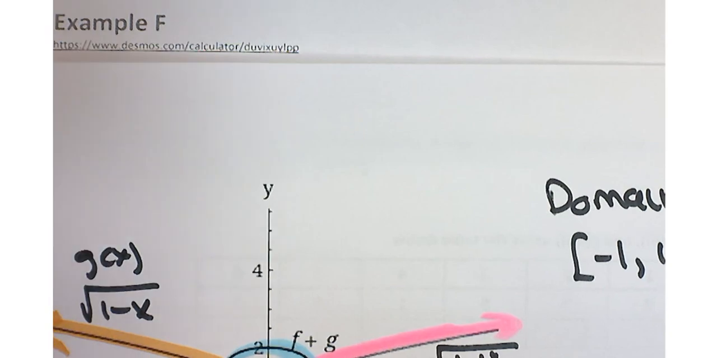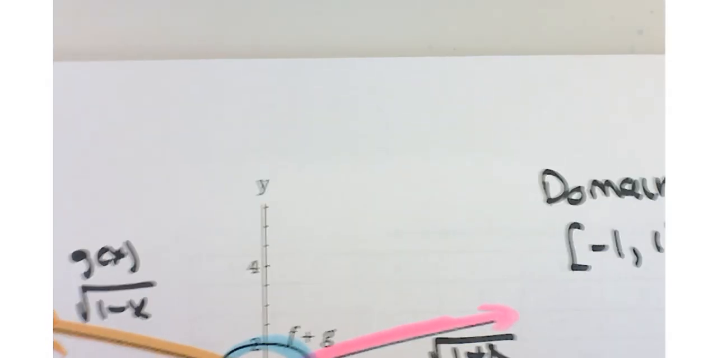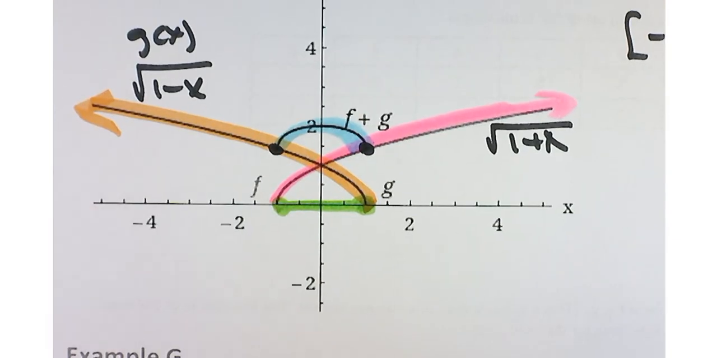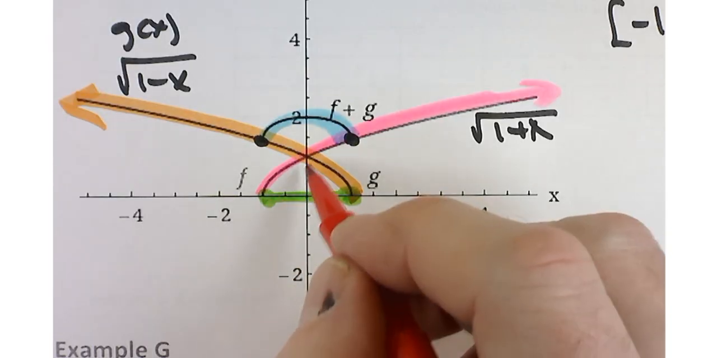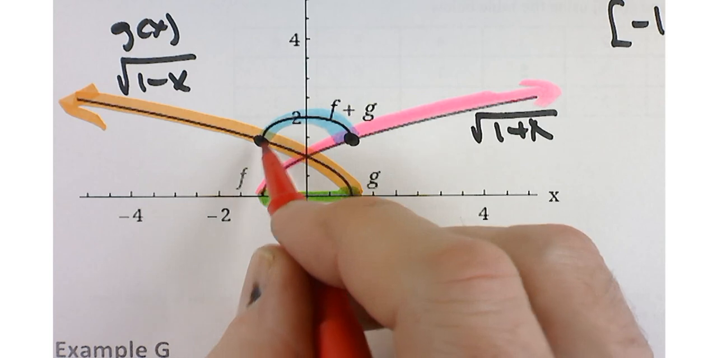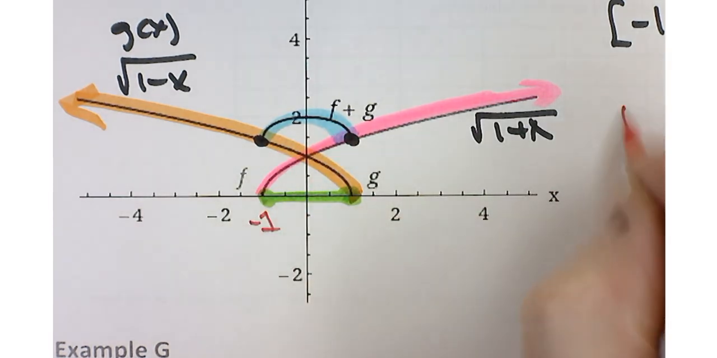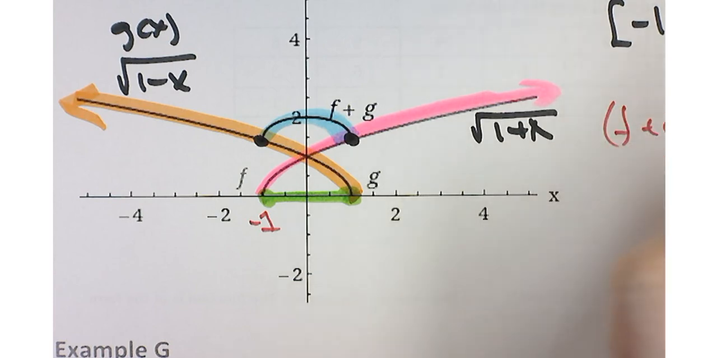But what I want to focus in on right now is how do you get this graph that I have in blue? It's the addition of these two graphs, and what you're doing is adding these things up point-wise. For instance, if I wanted to find f plus g at -1, then f plus g of -1 is f of -1 plus g of -1.